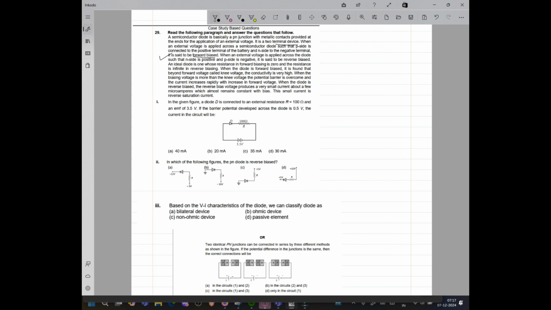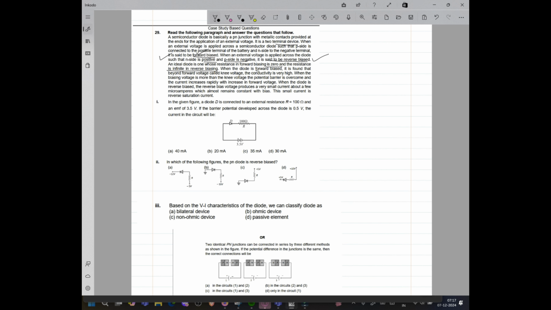When an external voltage is applied across the diode such that the N side is positive and the P side is negative, it is reverse biased, right? So we already know what reverse bias and forward bias are. An ideal diode is one in which the resistance in forward biasing is zero. Yes, there is no resistance when you're in forward bias, and the resistance is infinite in reverse biasing. Absolutely, it does not allow any current to go through it except a small current, which is a leakage current.